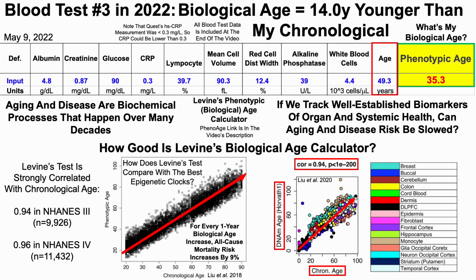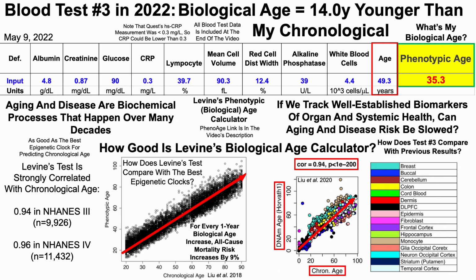Nonetheless, we can see that it's an almost perfectly linear correlation, Horvath's epigenetic test with chronological age, with a correlation coefficient of 0.94, which is very similar to Levine's test, which uses blood-based biomarkers. So to answer that question, Levine's test is as good as the best epigenetic clock, Horvath's test, for predicting chronological age. Now note that this is only data for one blood test.